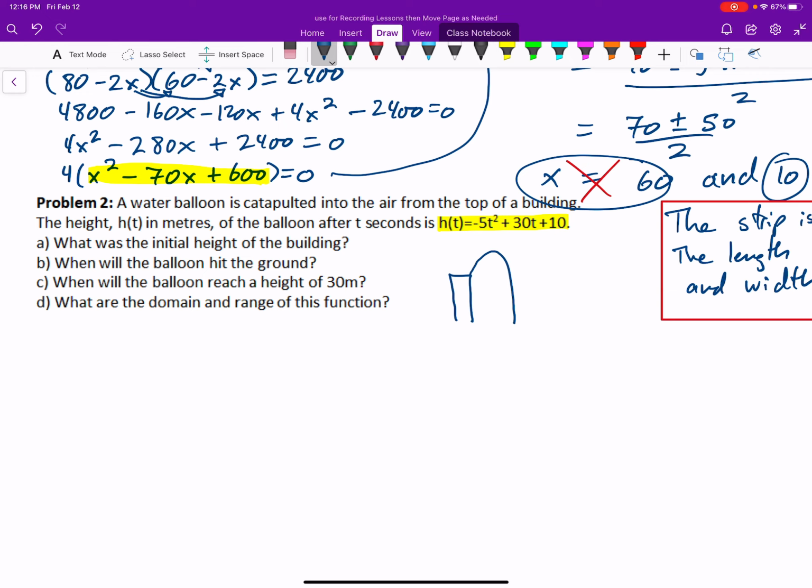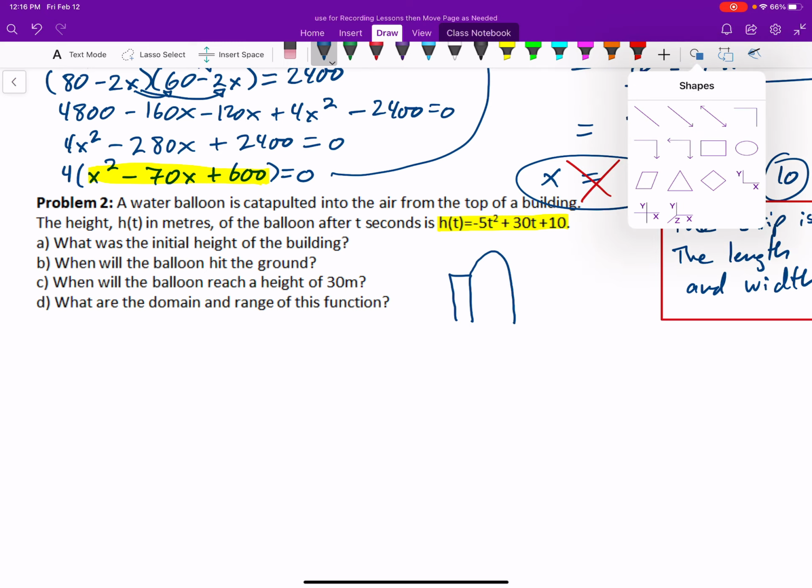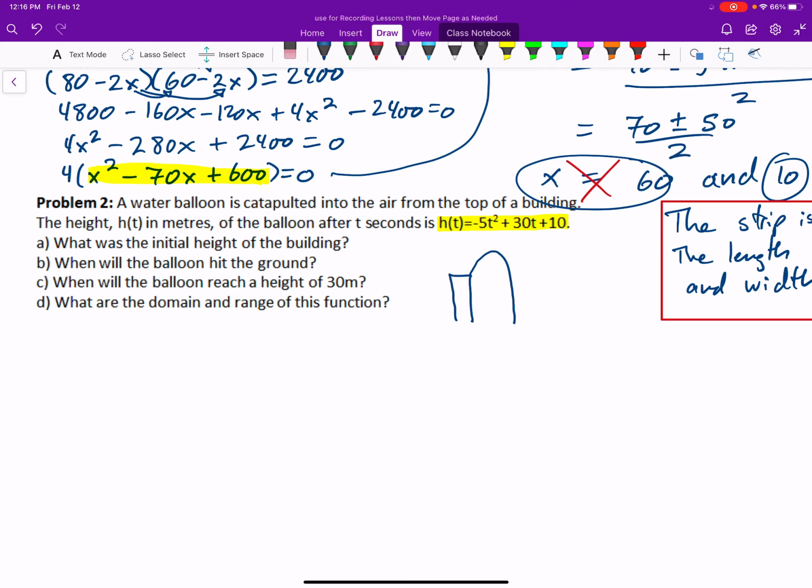If I was to do time versus height, then the graph would look something like this. It would start at some height about here. It would go up for a while, then it would come down, and eventually it would hit the ground and go splat, right? So this is my h-axis, height. This is my time axis here. So what was the initial height of the building?